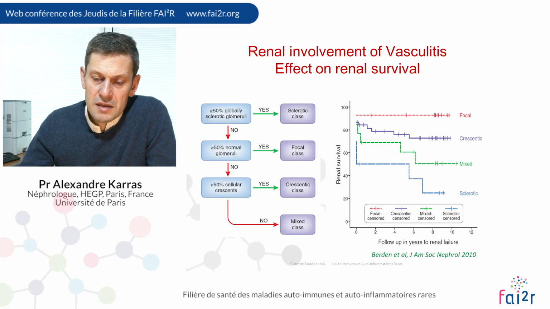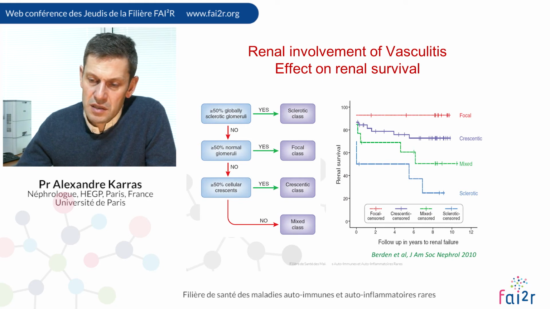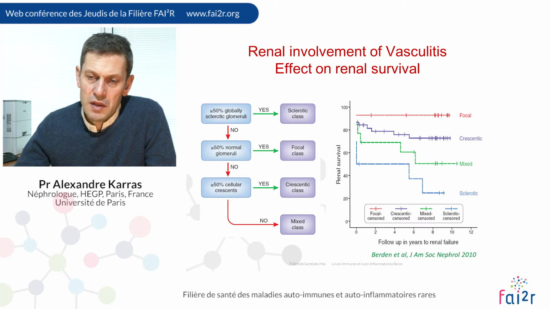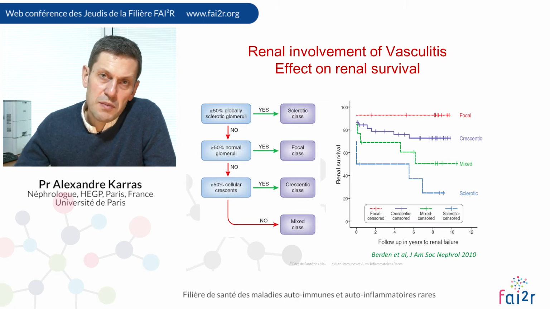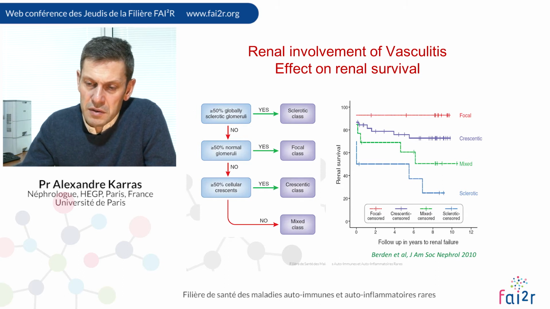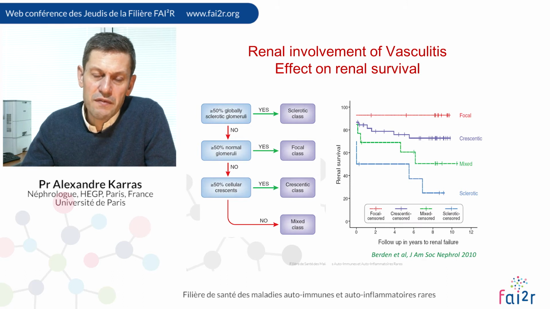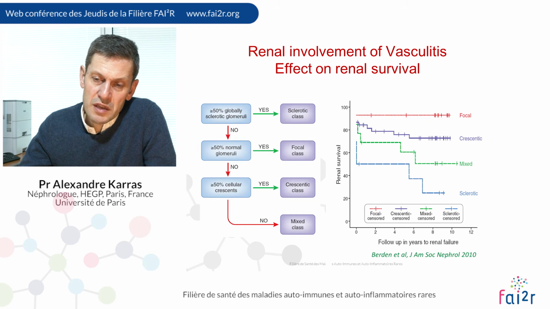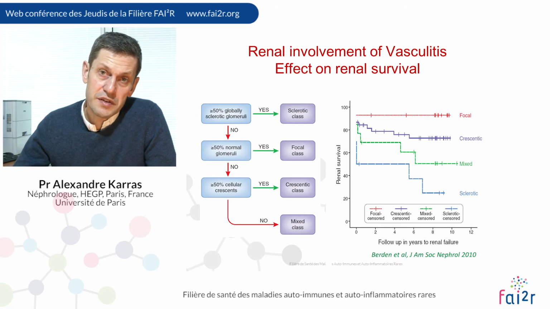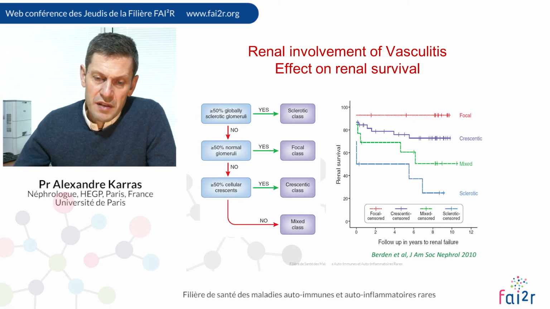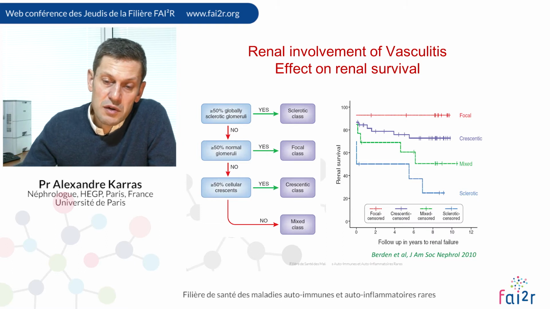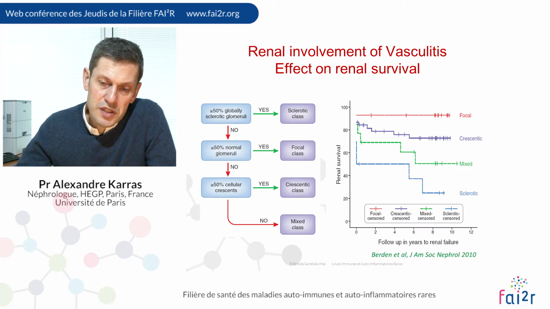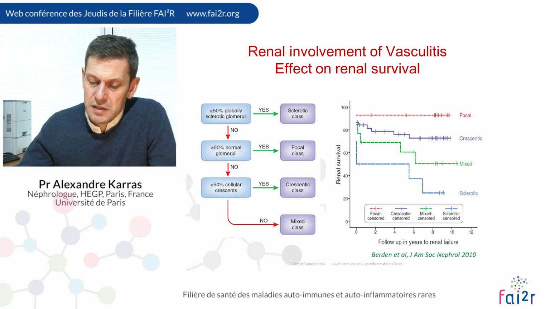This is depicted in this study and this classification proposed by Berden and colleagues almost 10 years ago. In this classification, we can separate patients with the kidney biopsy in 4 classes. The first one is for the patients who have more than 50% of sclerotic glomeruli on the initial renal biopsy. This sclerotic class is the most severe class, reflecting severe and chronic disease. On the other hand, when you have more than 50% of normal glomeruli, you have a focal class, which is patients with very limited disease.